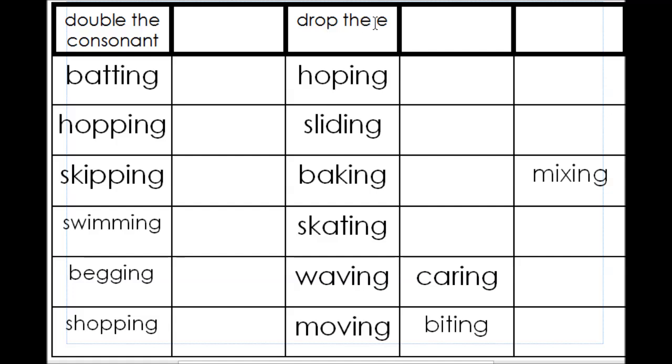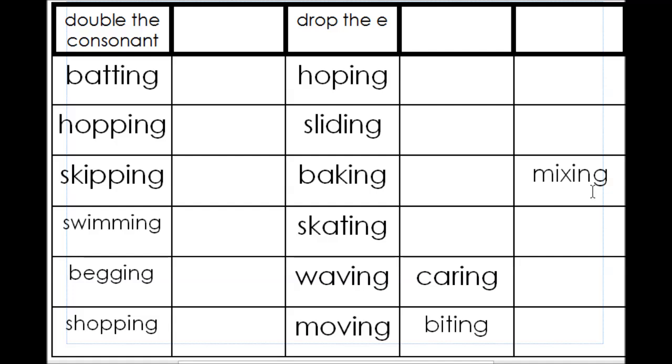Here, when we drop the E, it means all of these words have long vowels. Okay? I do not see two consonants between the first vowel and the suffix ing. So we have hoping, sliding, baking, skating, waving, moving, caring, and biting.